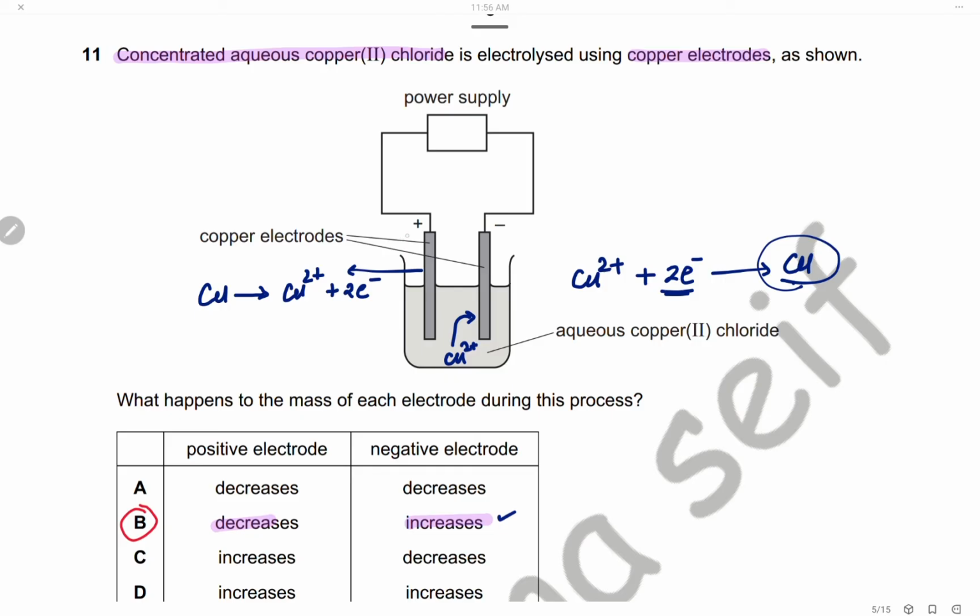And the anode is also made from copper. Copper metal of the anode will ionize to produce copper ions to replace those in the solution, so the mass of the anode will decrease, and the answer is B.